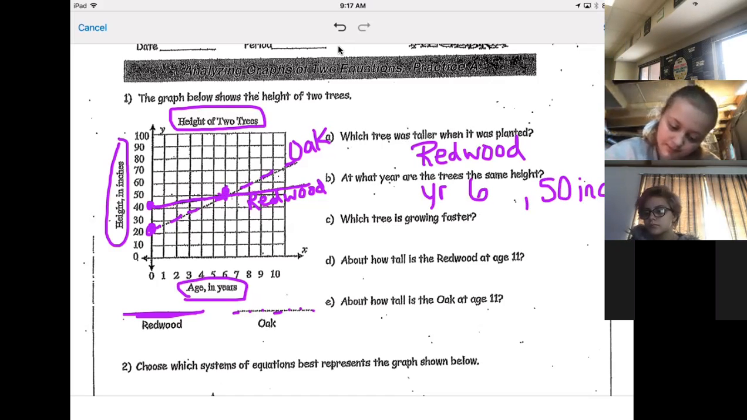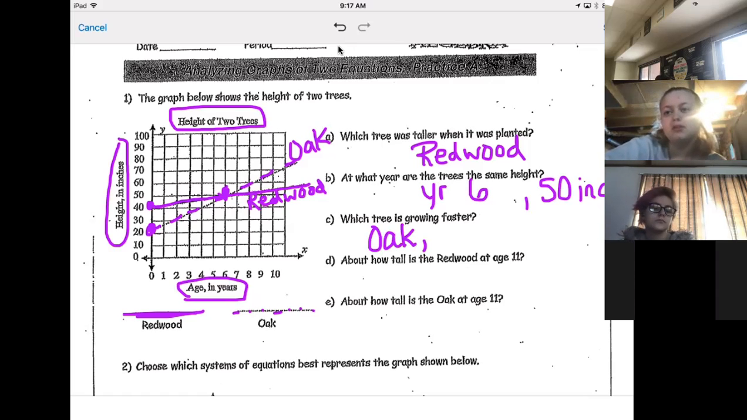Which tree is growing faster? How do you know? Right, which means it has a steeper slope. Steeper slope, right.